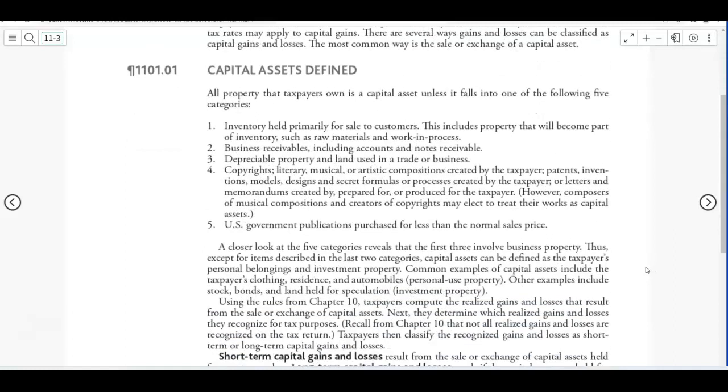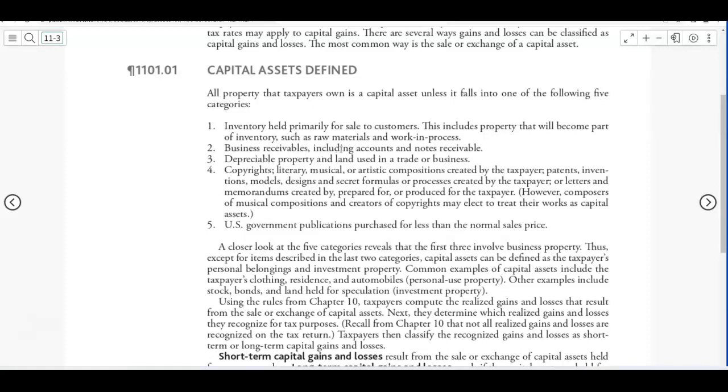So what is capital asset? All properties that taxpayers own is a capital asset, okay? Unless it falls into one of the following 5 categories. So everything you own is a capital asset unless it is one of these 5. What are those 5? Number 1, inventory. So the inventory, including work in process, raw materials inventory, finished goods inventory, those are all inventory. So it's not capital asset.